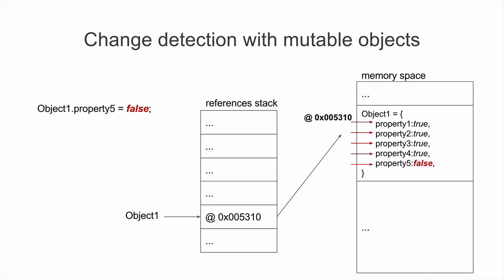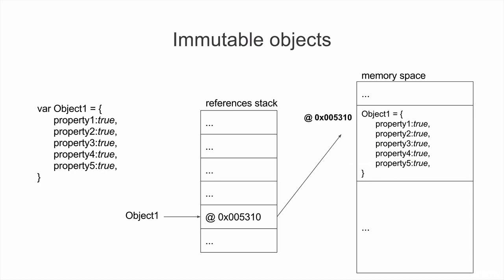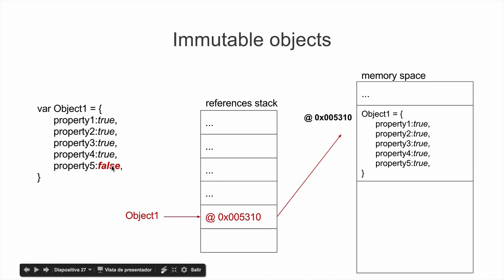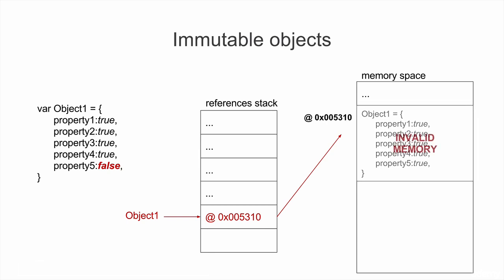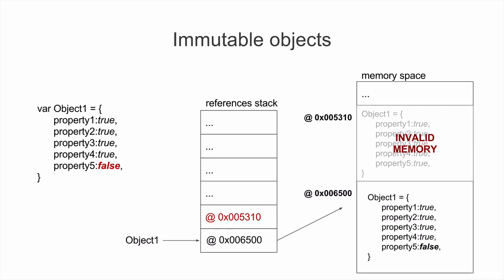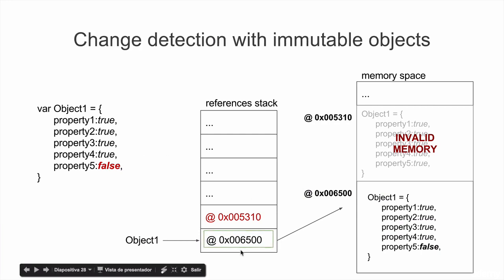Let's see now immutable objects. Immutable objects cannot be modified internally. To make changes, you have to create a brand new object. So if I want to modify this property from true to false, what I have to do is create a new object1. But when you create a new object, in fact, your variable is referencing a different space of memory. So this way, in order to detect changes, Angular only has to check if the reference of the object has changed or not. That's why dirty check with immutable objects is more performant, because it only has to compare the reference to the object and not all of its properties.